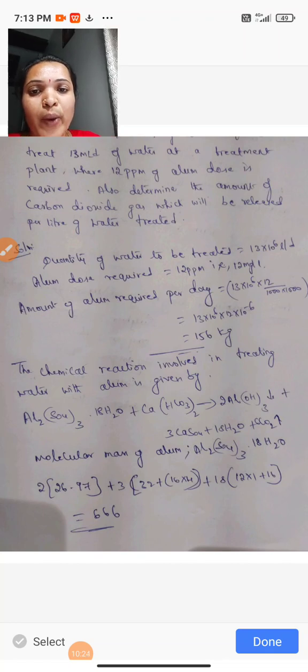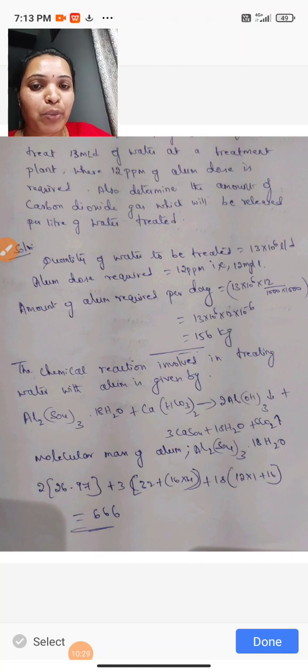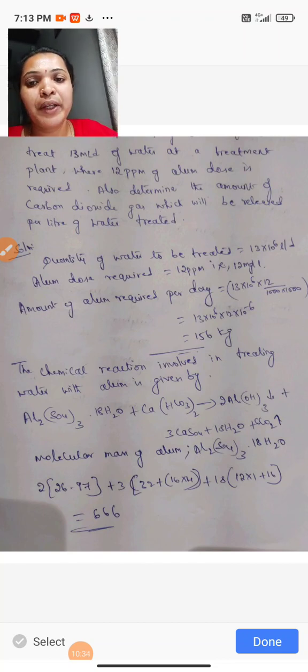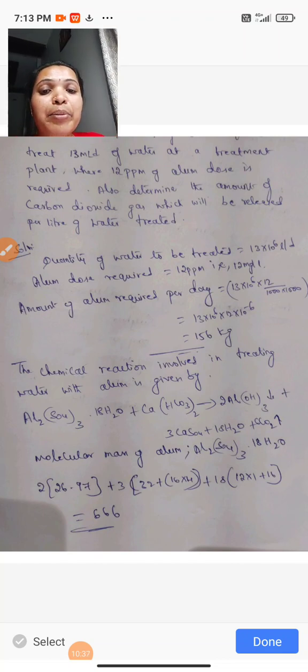The quantity of water to be treated is 13 million liters per day. Alum dose required, in the problem itself it is given, is 12 ppm or 12 mg per liter, and the amount of alum required per day we have to find out, that is 13 into 10 raised to 6 into 12 into 10 raised to minus 6. How come the 10 raised to minus 6? Because it is milligrams, that should be converted into kg, that means divided by 1000 into 1000, that means 10 raised to minus 6, that is 156 kgs of the alum is required to treat the 13 million liters of the water.